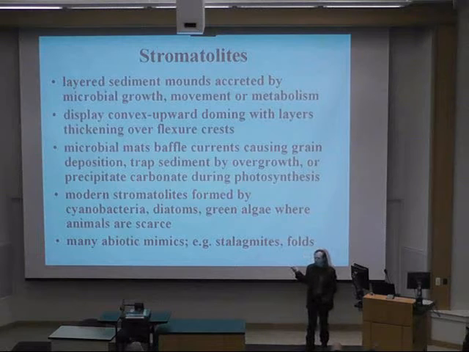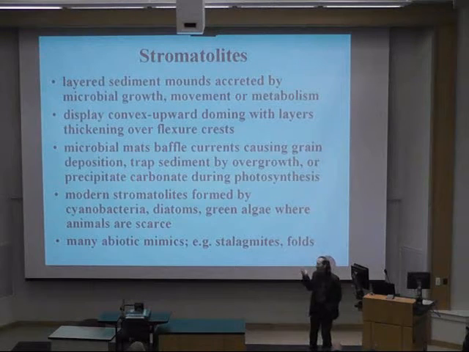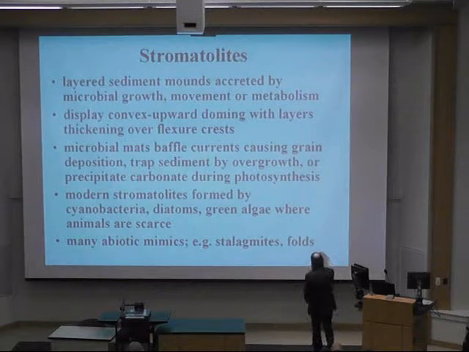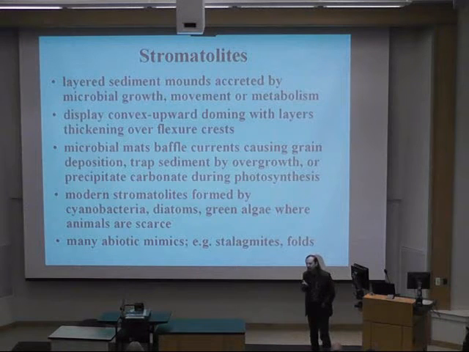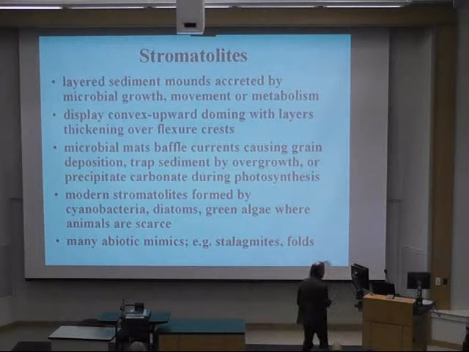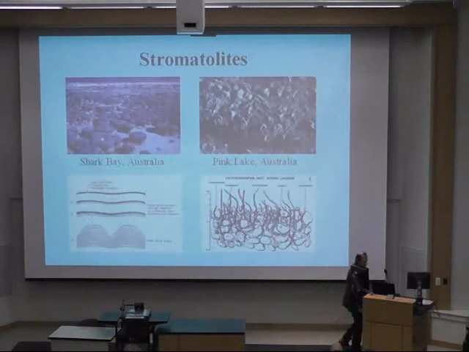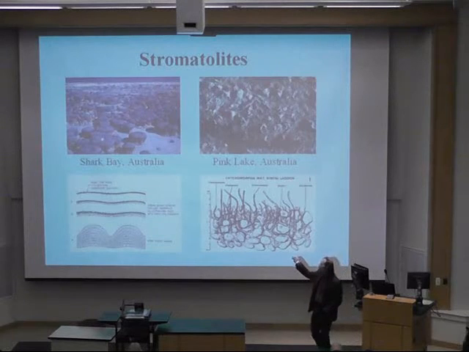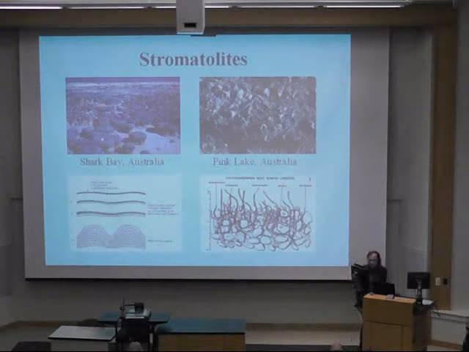Modern ones tend to form where animals are scarce because animals will eat photosynthetic microbes. But before the advent of animals, these sorts of structures were commonly preserved in sedimentary rocks. The difficulty with them is that there are many non-biological mimics of stromatolites, things like stalagmites or some sorts of folds in rocks. Here's some examples. The most famous modern ones are from Shark Bay in Australia.